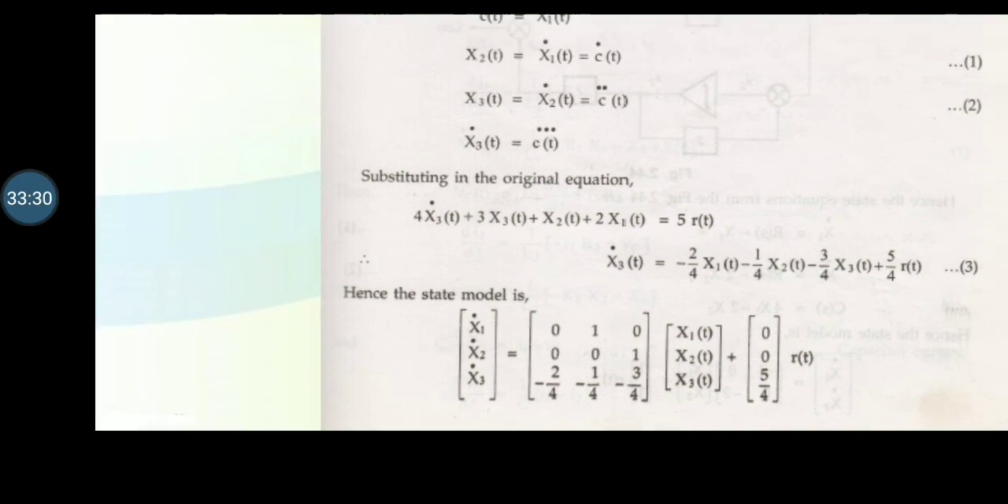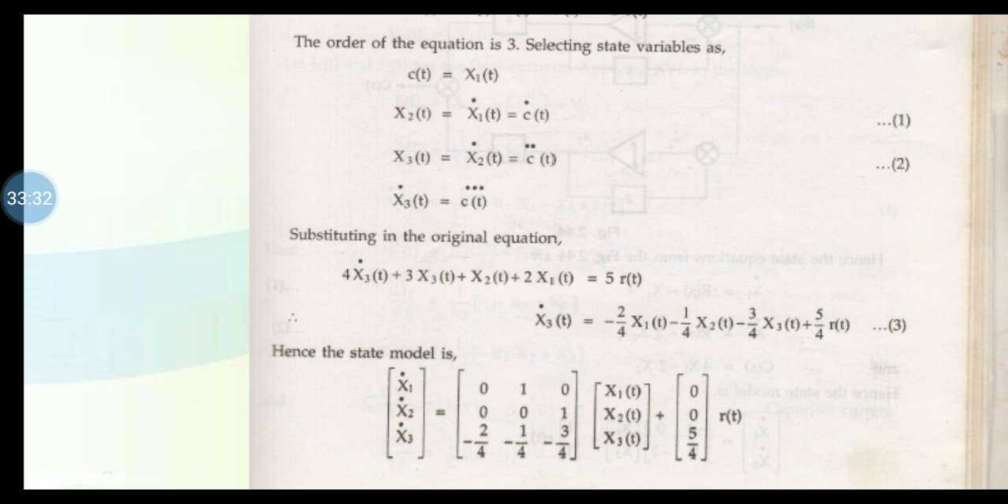State model is x1 dot, x2 dot, x3 dot equals 0 1 0, 0 0 1, minus 2 by 4, minus 1 by 4, minus 3 by 4. This equation has been written: minus 2 by 4 is here, minus 1 by 4, minus 3 by 4 of equation 3. This second row is equation 2. In equation 2 only there is x3. This is equation 1. Only there is x2. Due to that, this is 1. Plus 0 0. As there is r of t, it is 0 0 5 by 4 r of t.